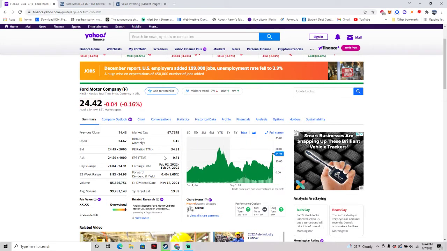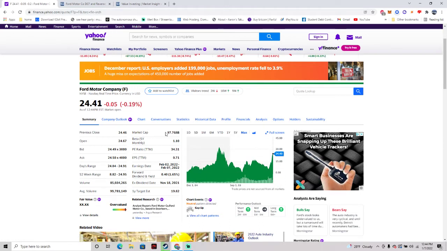But this by no means means that Ford isn't going to keep going up for the rest of its lifetime. You know what I mean? It's just that I prefer to see a consistent trend upwards.